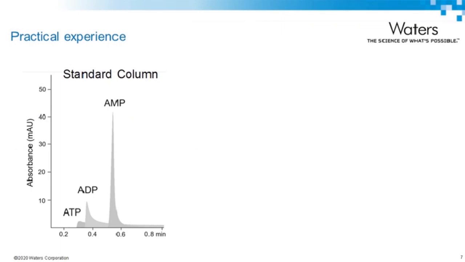In practice, this is how it may look. On a standard column and standard system, you may inject your sample, in this case an equimolar mixture of adenosine triphosphate, diphosphate, and monophosphate, and instead of a full response, you may see that there is a good signal for monophosphate, diphosphate is tailing, and you may not even see ATP, adenosine triphosphate.